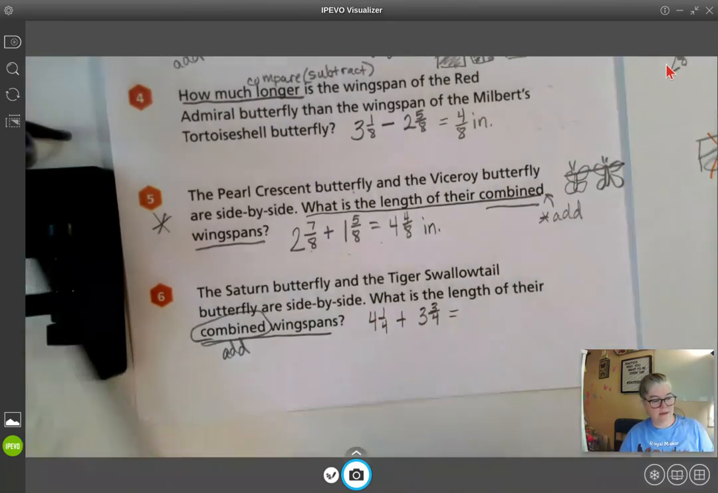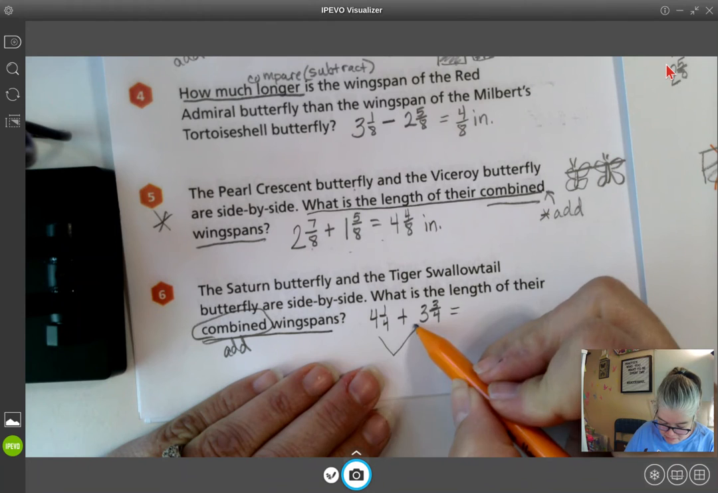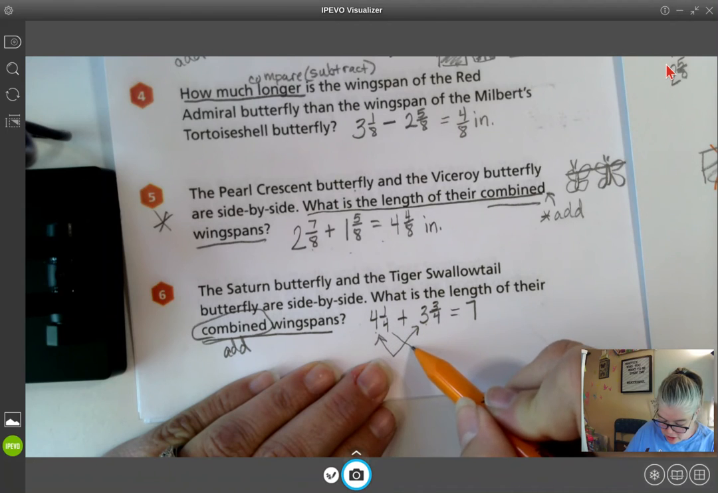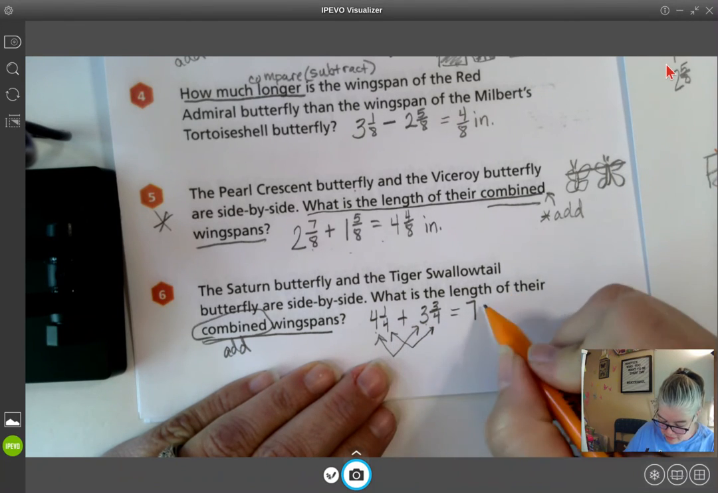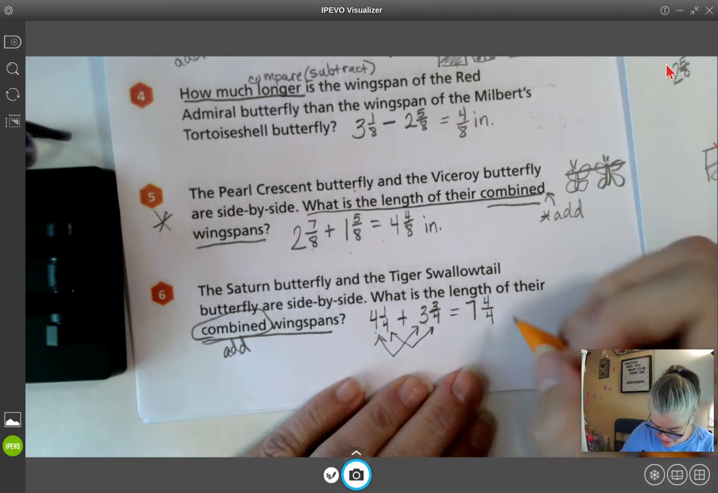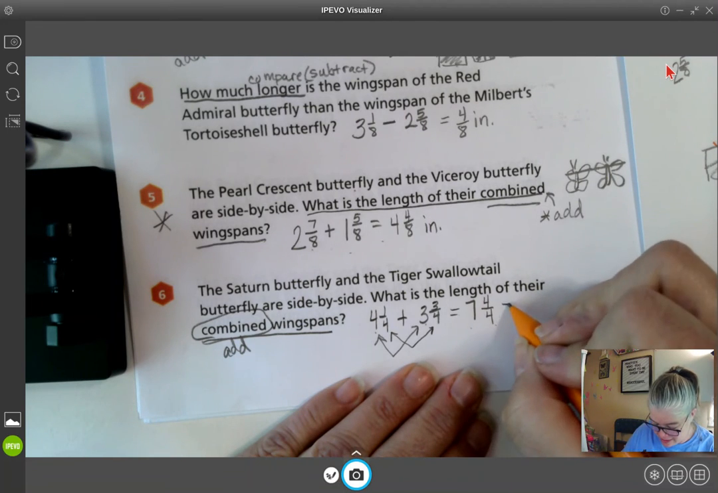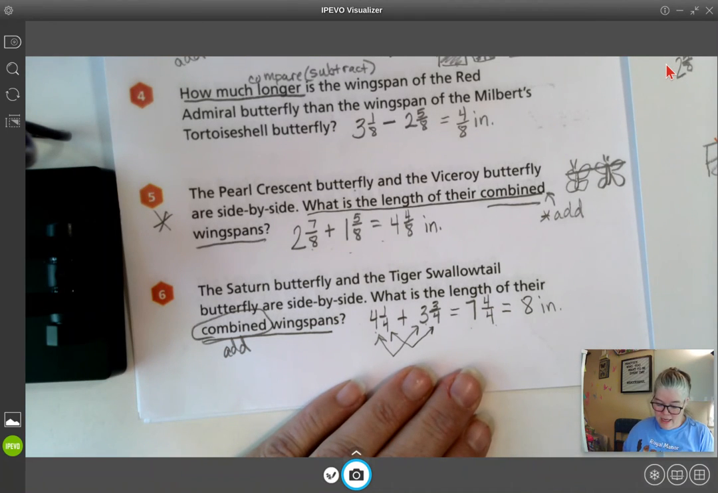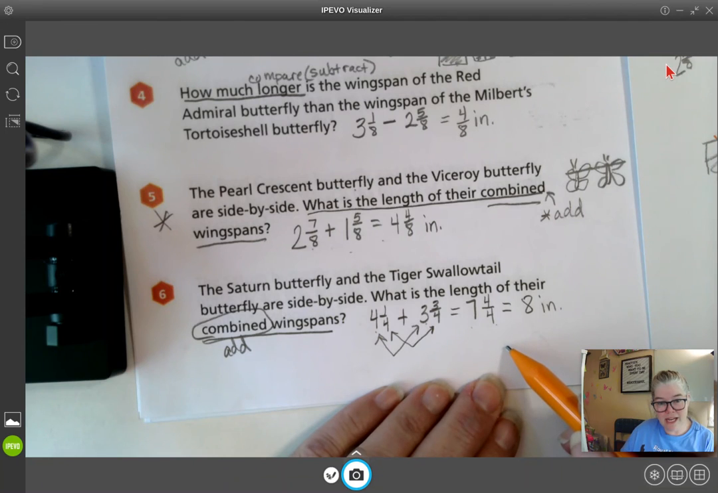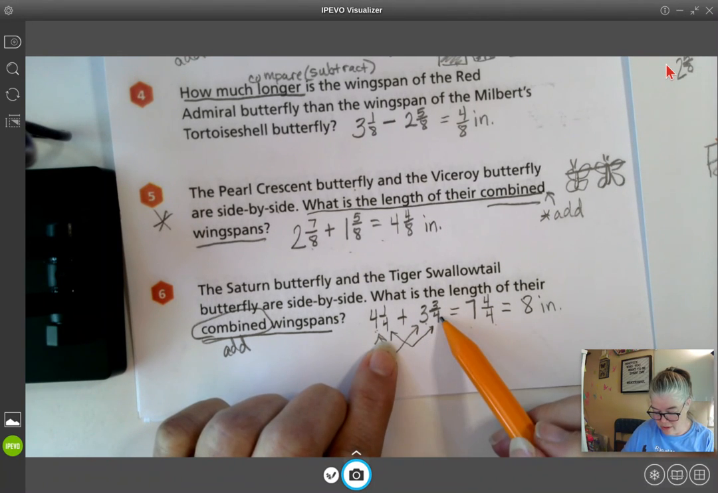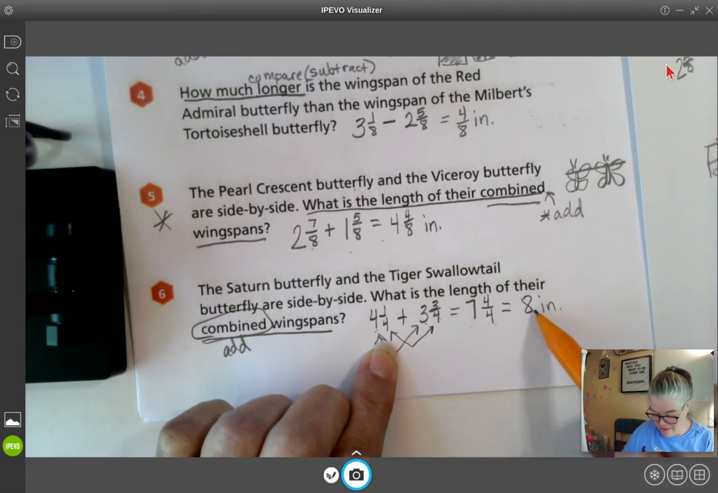I need to add those two mixed numbers together. Adding my whole number parts, just the same as I've always done with whole numbers. 4 plus 3 gives me 7. Adding my fractional parts, 1/4 plus 3/4 gives me 4/4. I know that 4/4 is equal to 1 whole. So this number right here, 7 4/4, is actually equal to 8. So 8 inches is my answer there. I could use an open number line to add those together, or I could even draw it out. I could draw 4 wholes, 3 wholes, and then 1/4 and 3/4 would fill up another one. So I would have 8 inches.